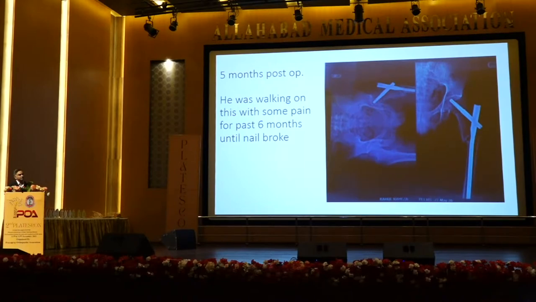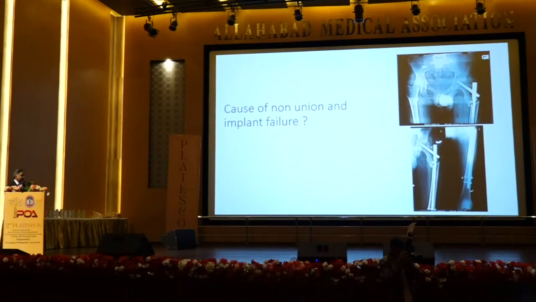That probably contributed to the fact that he developed more varus and non-union of the subtrochanteric fracture. I don't like this type of nail also, which has a very broad proximal end and then suddenly a narrow end, and that transition is right at the fracture site. That's a big stress riser for the nail. So three causes can be identified without any immediate post-op X-ray.